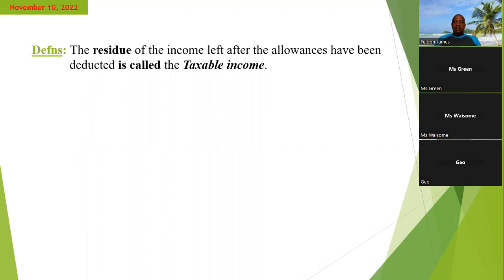So the allowances are tax-free. You don't pay tax on the allowances that you get. They will tell you how much you get in allowance, then you subtract that allowance from the overall income, and whatever remains after you subtract the allowance is what they will tax. And so it is called your taxable income. That's how you calculate what you're going to be paying tax on. Your taxable income is the portion of your money that will be taxed after they take out the allowances.